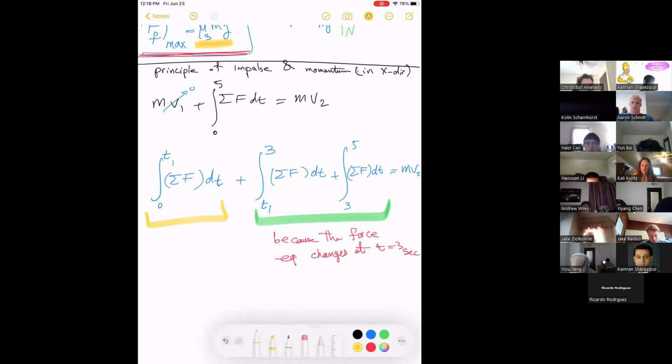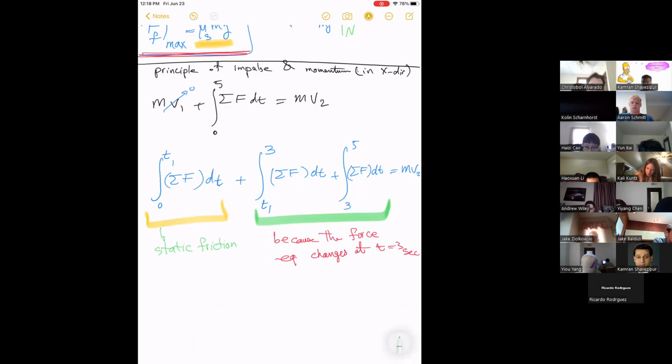Because there was static friction. Right? So is the whole physics of the problem clear? The terms I created here, why each look how? Okay. Now I'm going to substitute the values.